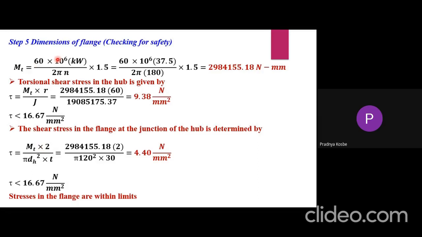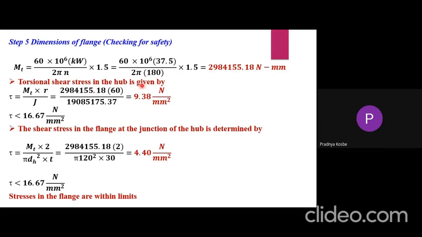Now we have found the dimensions by empirical relationship, but whether they are safe, that we have to check. If these dimensions are not safe, then we have to increase the dimensions so that they become safe. Whether they are safe or not under developed stresses, that we have to check. For that purpose, first we have already calculated MT.